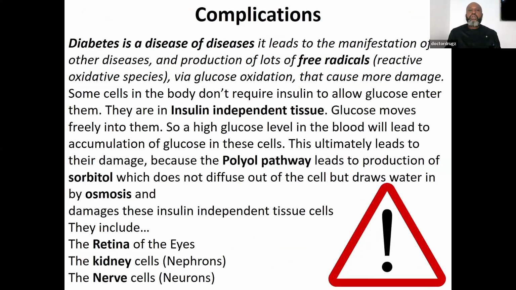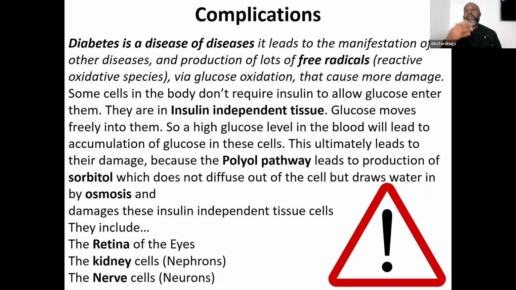Now, what are the complications? Diabetes is a disease of diseases. That means it leads to the manifestation of other diseases and production of lots of free radicals. These are the things that damage DNA via glucose oxidation that cause more damage. Some cells in the body don't require insulin to allow glucose enter them. They are insulin-independent tissue. So glucose just goes in. That means once the blood level of glucose is high, it just moves freely in there. And that means there's a possibility of the glucose going to what's called the polyol pathway into sorbitol. And sorbitol will pull in more water until it damages those cells.